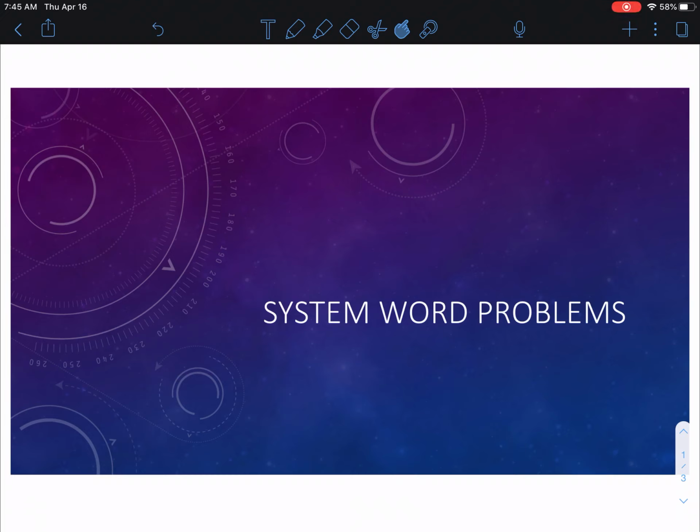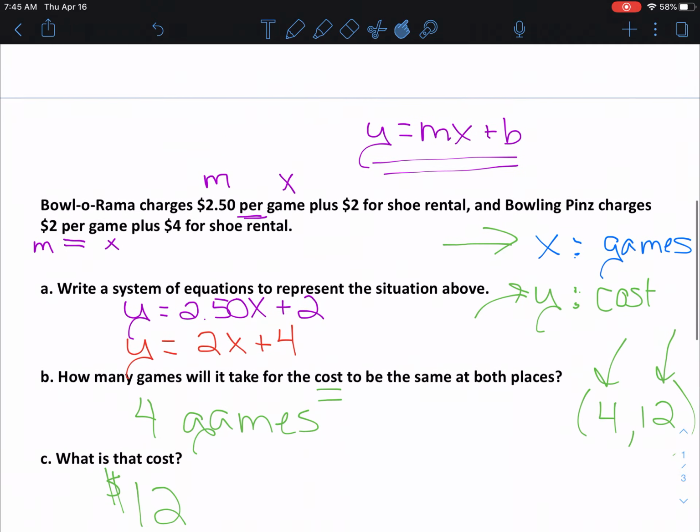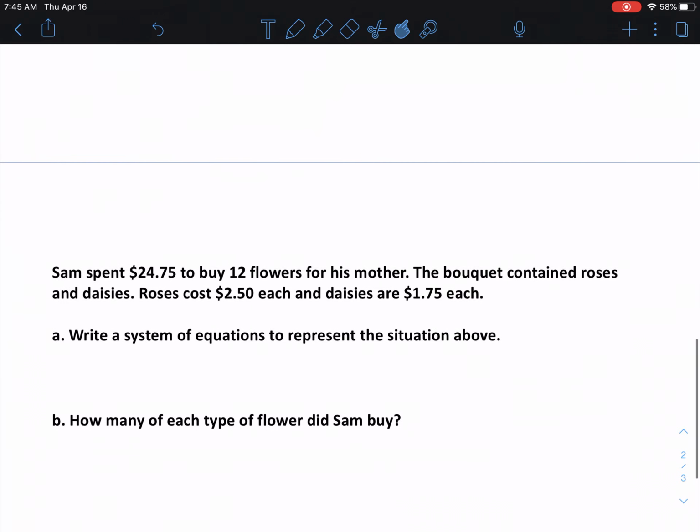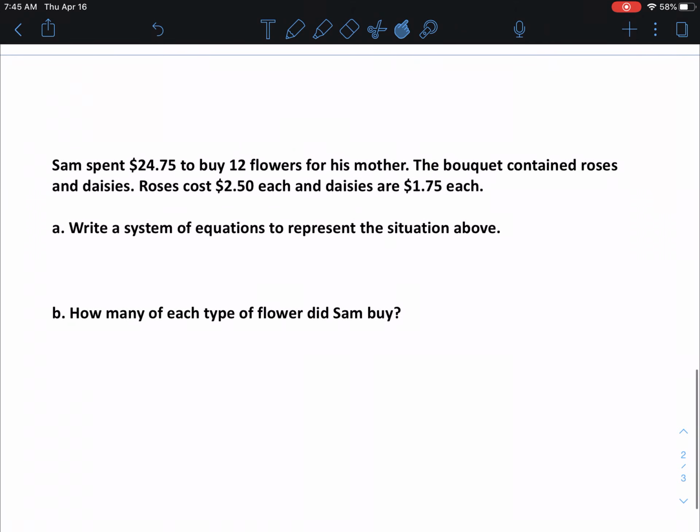Okay, this is part 2 of the system word problems lesson. The next thing we're going to look at is a different kind of word problem. The first one we looked at had both equations in slope-intercept form, and we went through and solved that. This one is slightly different, so let's take a look.